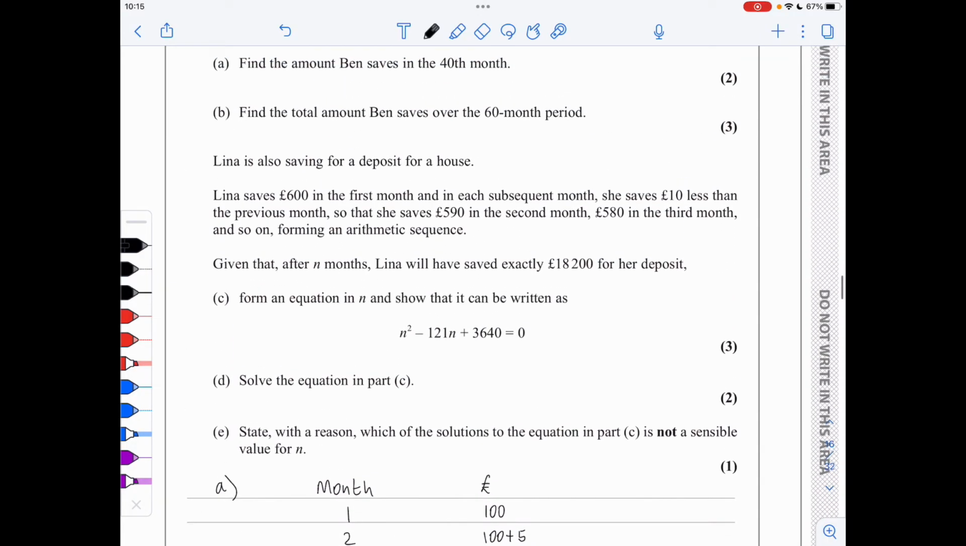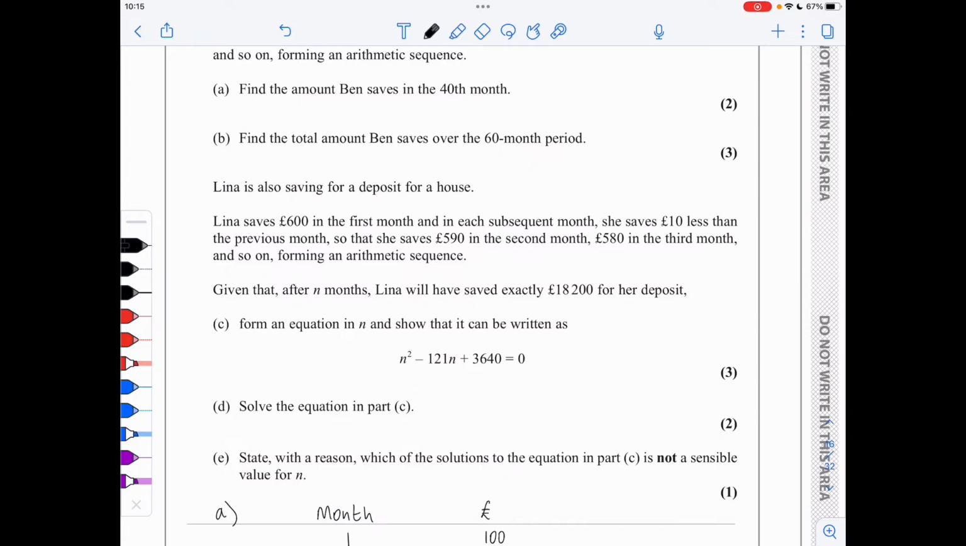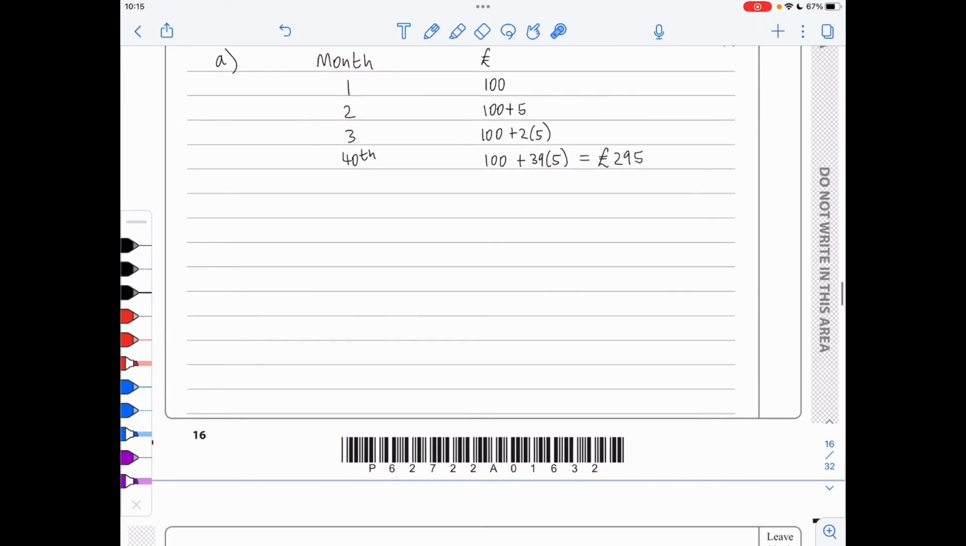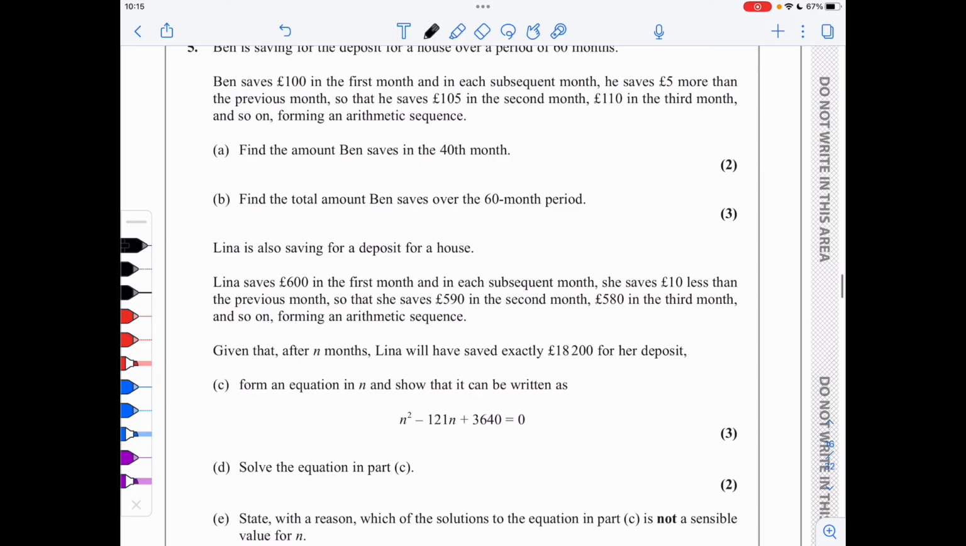Then in B, we need to find the total amount that Ben saves over the 60-month period. So we're looking for the sum of this arithmetic sequence. We've got the first term being 100, the common difference being 5, and we're looking at the sum of 60 terms. So we know that S60 will be 60 over 2 times (2 times 100, plus (n minus 1)d), and this is giving an answer of £14,850.